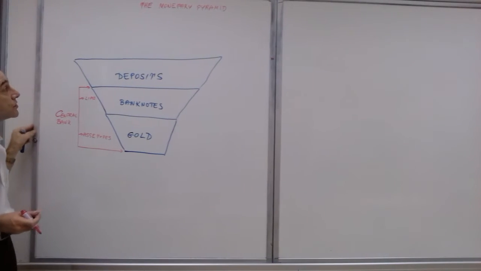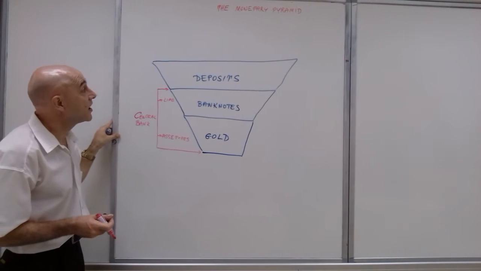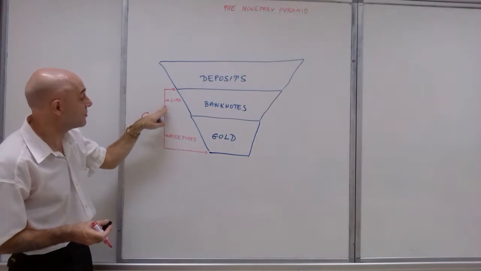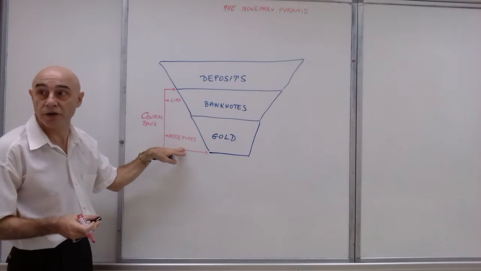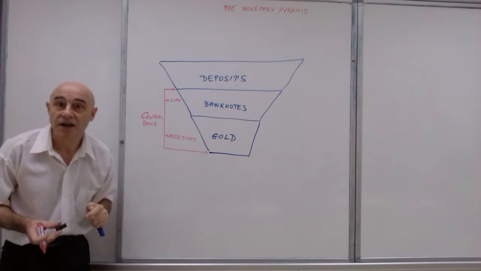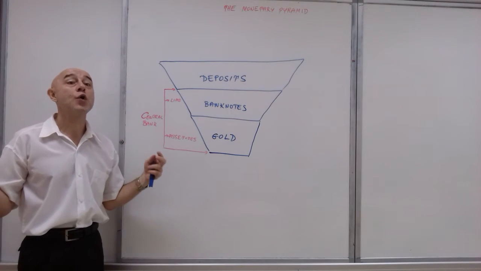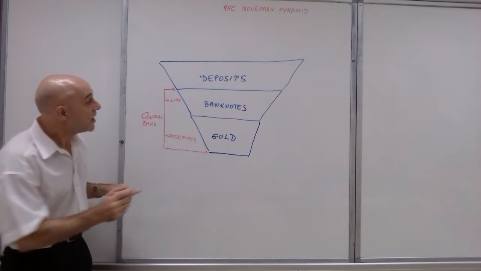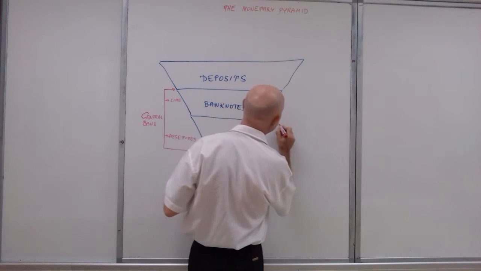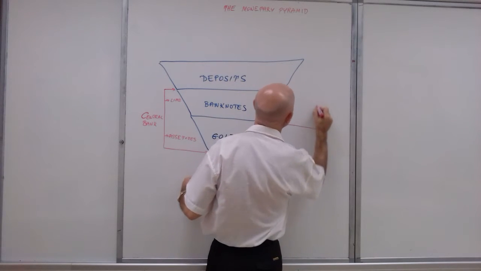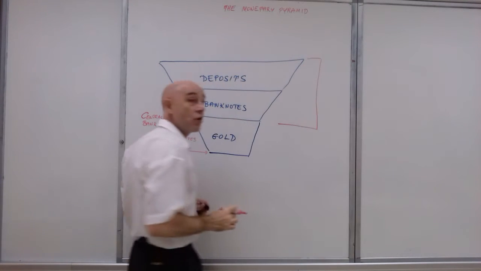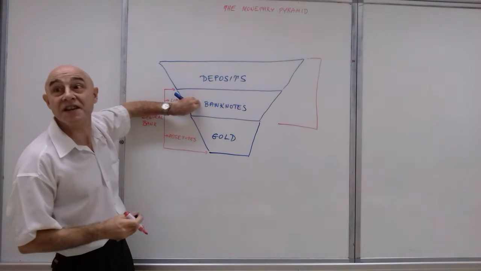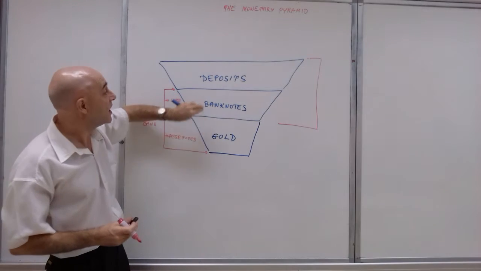So the banknotes are central banks' liabilities, and it's got gold. That's what it represents. Now, the question is, what is the commercial bank? And the commercial bank will be this part over here. These two pieces represent commercial banks.